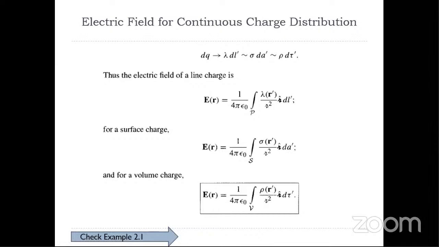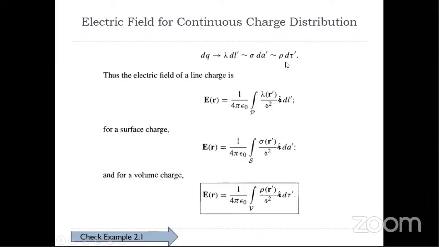In case of surface charge, what is the situation? In case of a surface charge, it is sigma into dA dash. How to define sigma? Surface charge density. Charge dq divided by area dA dash. Okay? So charge dq is sigma into dA.